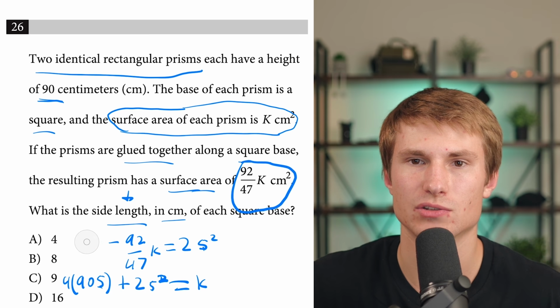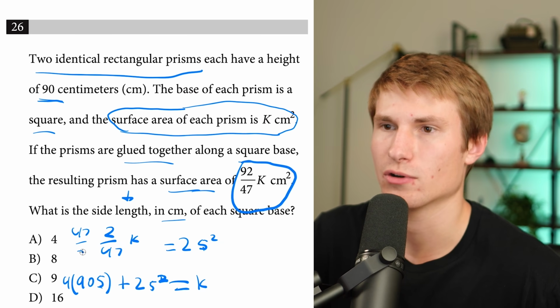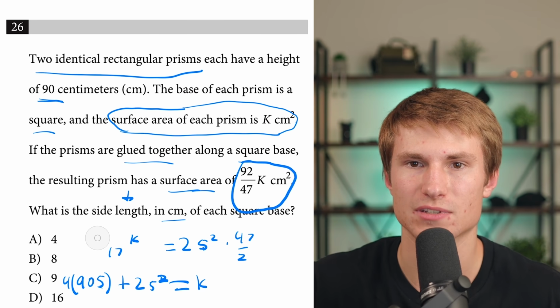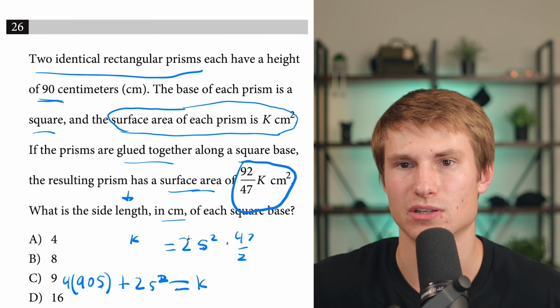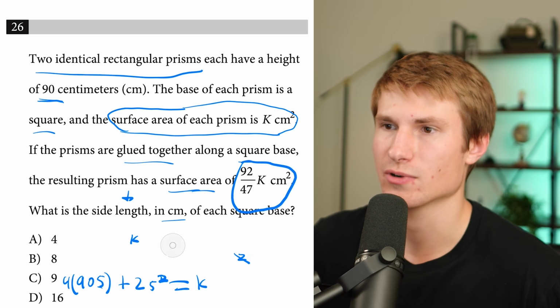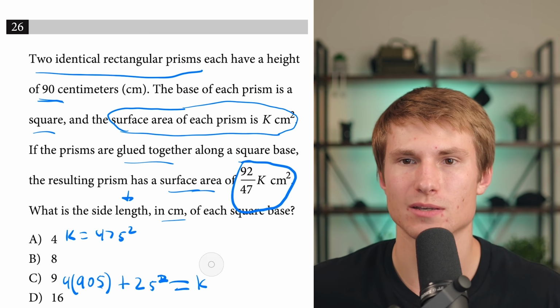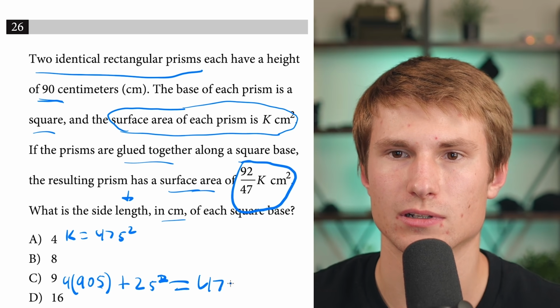2k minus 92 over 47k will leave us with 2 over 47k. And then from there, we need to solve for k, so we'll multiply both sides by 47 over 2. Now, once we do that, we'll end up with k equal to, we'll have these two cancel out, so we'll have 47s squared. Okay, so let's write that neatly. k is equal to 47s squared. All right, now let's go ahead and substitute in for k. So we have 47s squared.